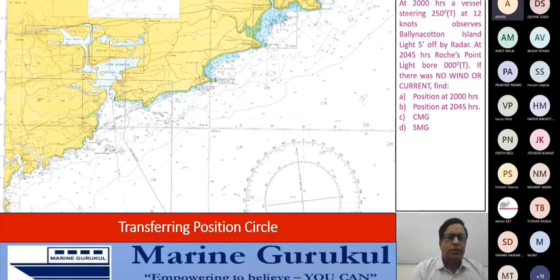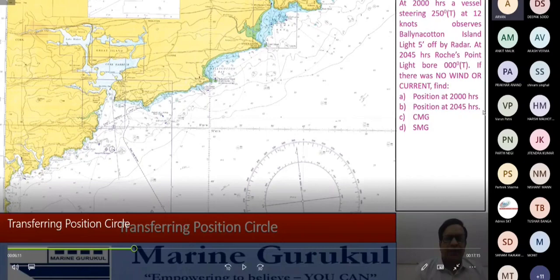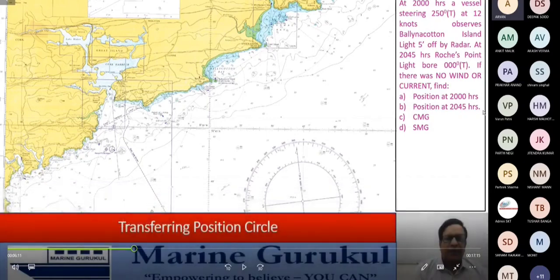So no wind, no current, that means CTS and CMG are the same. Distance made good and engine distance would be the same. So just read through this question carefully, beta. Let me know any doubts.